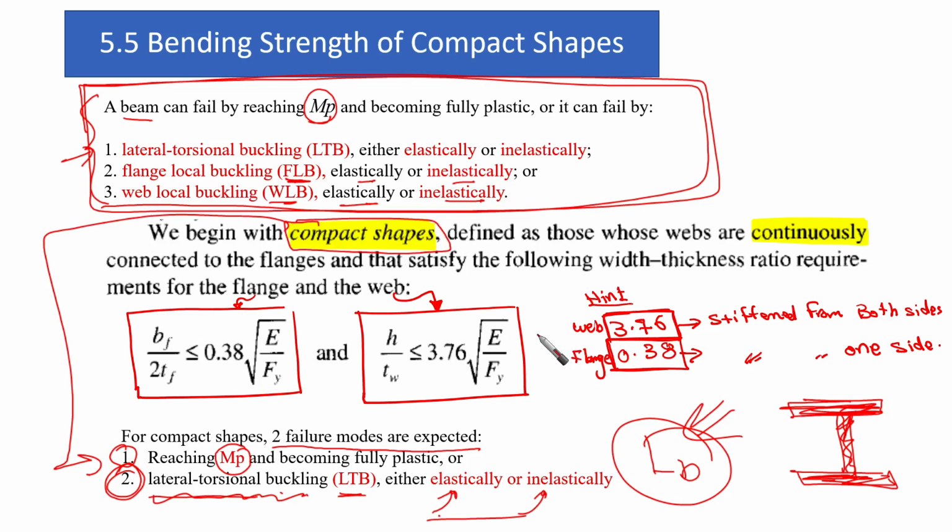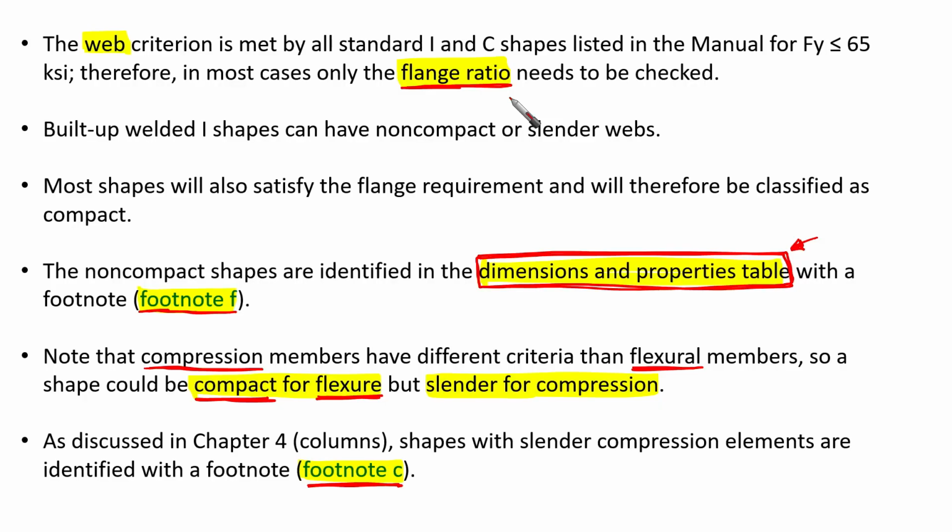Actually, I was talking here about why this is 3.76 and this is 0.38. This is only a written note, so you can refer to it because I already explained it in the previous slide. Now let's go. Again, we are under the title of Bending Strength of Compact Shapes. The web criterion is met by all standard I and C shapes listed in the manual for F yield less than or equal to 65 ksi. Therefore, in most cases, only the flange ratio needs to be checked.